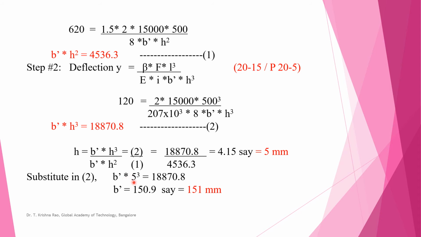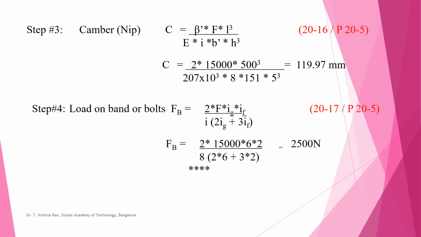Substitute in this equation, second equation always. Then we get B dash as 150.9, 151 mm. So this is the major design of the spring. The other two are how much is the gap to be provided, called camber. Beta dash it is, not beta. For the Y equation we have beta, here it is beta dash. Be careful. FL cube by E I B dash H cube, equation 2016, second equation. Then we get the value as 119.97.